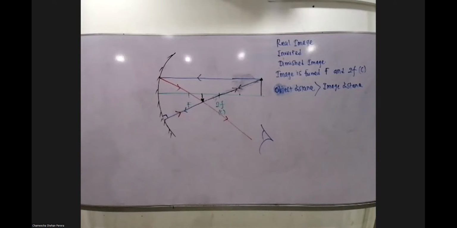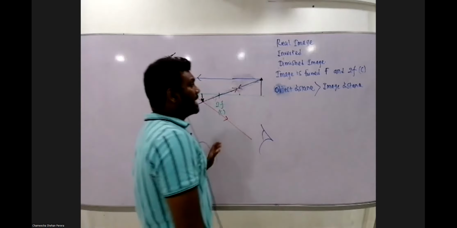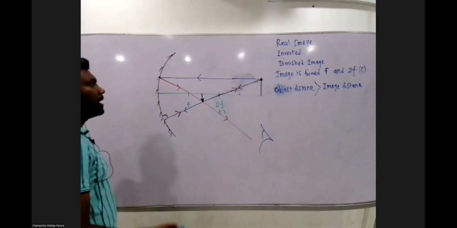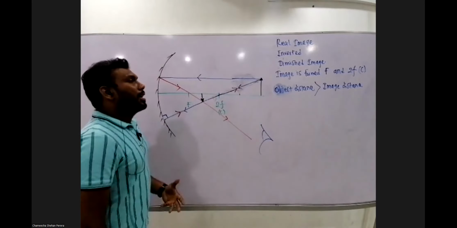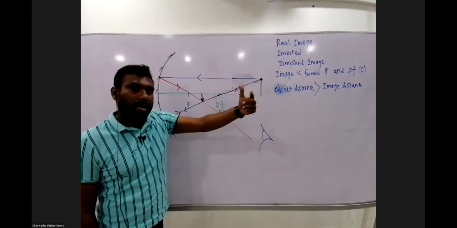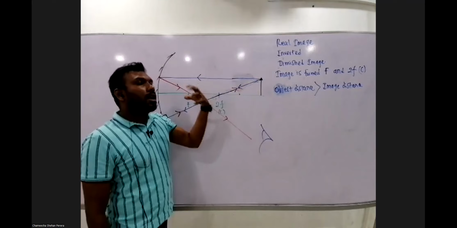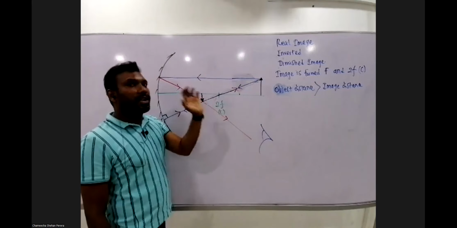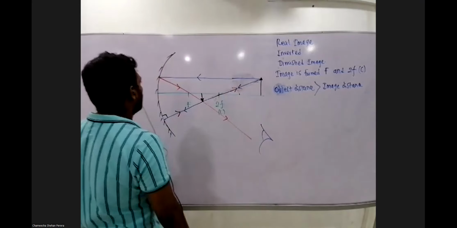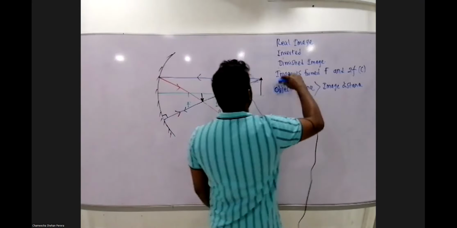But the next thing they ask us is to keep the object even far away. That means somewhere like at infinity. Just imagine if there were light rays coming to a concave mirror from the sun, right? Can you understand? If there were light rays coming from the sun to the concave mirror, you can consider them to be light rays coming from infinity. That's too far, right?